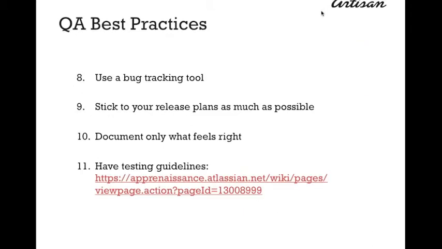Okay, so then the next set of QA best practices that I want to talk about is using a bug tracking tool. Use a tool to reduce duplication. It gives you a history and it allows you to prioritize things. I think most people use a bug tracking tool, but it's something that we use day to day. That's so important. Sticking to a plan, because shifting things around can lead to confusion amongst developers and QA.